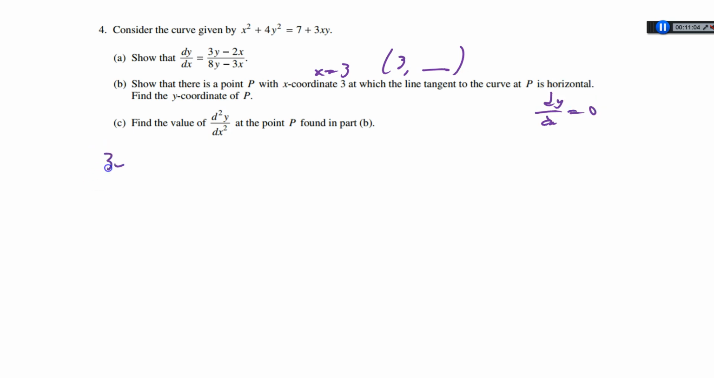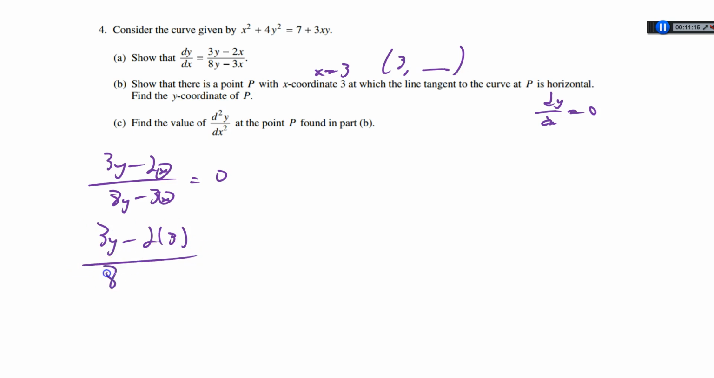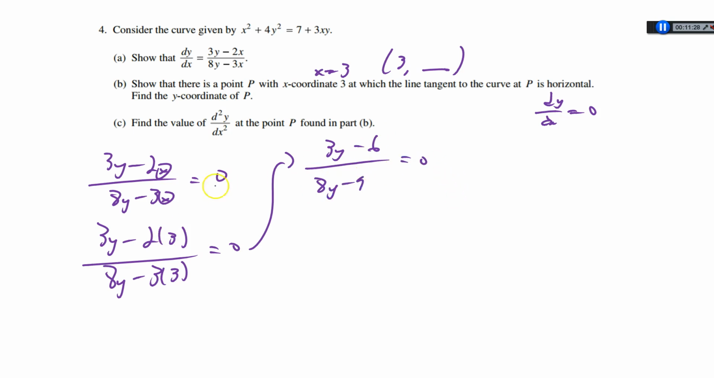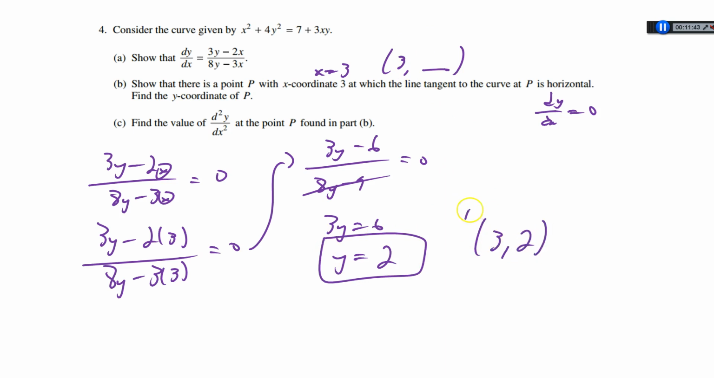Okay, so we have dy/dx, 3y minus 2x over 8y minus 3x. They tell us it has to be equal to 0, and they tell us the x coordinate is 3. So let's replace these x's with 3's. So we got 3y minus 2 times 3 over 8y minus 3 times 3 equal to 0. So that's 3y minus 6 over 8y minus 9 equals 0. Well, really only the top has to be 0, right? Because if we multiply by the bottom, it's just going to be 0 times that whole mess. That doesn't matter. So 3y is equal to 6. Looks like y is equal to 2. So our coordinate pair is (3, 2). Nice. Y coordinate of P, y equals 2.